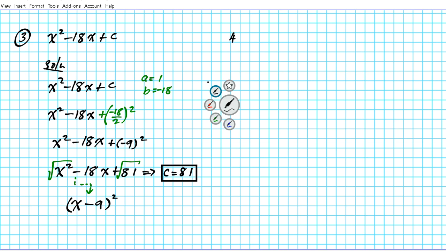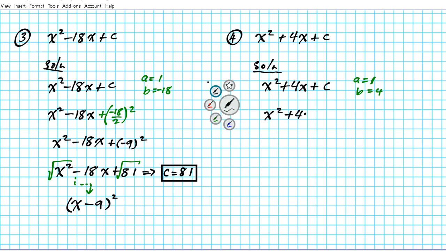Okay, number 4. What if we have x squared plus 4x plus c? Let's go ahead and try that one out. So we want to find the c value that completes the square. We know a in this case is 1 and b is 4. A is the coefficient of the quadratic term, b is the coefficient of the linear term. So we're going to have x squared plus 4x, and guess what? We are going to add b over 2 squared.